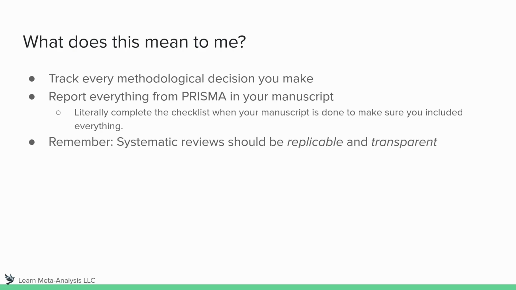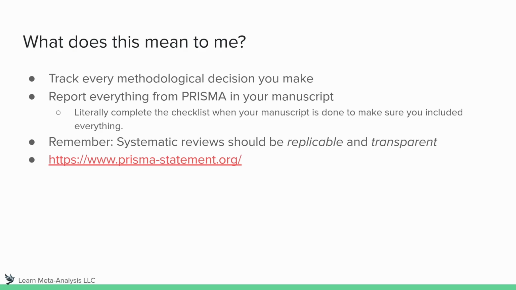So as I mentioned earlier, one of the really key components of this whole thing around systematic review is that they should be replicable and transparent. And PRISMA is something that really helps us move towards this. So that's one of the main reasons that it's so important. And again, here is just the website, prisma-statement.org.